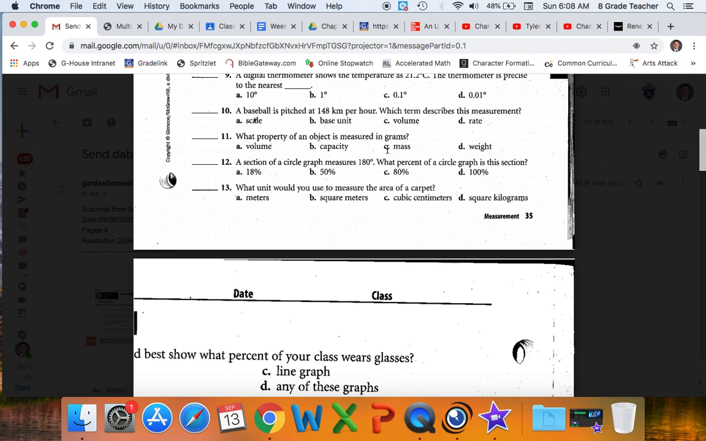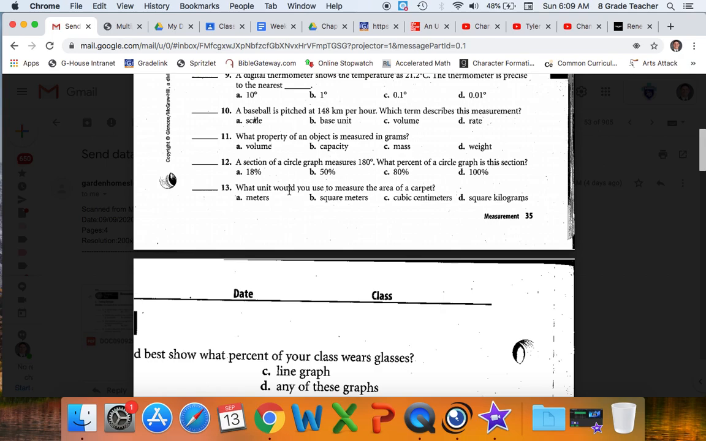12. A section of a circle graph measures 180 degrees. Which percentage of a circle graph is in this section? 18, 50, 80%, or 100%? Now remember, a circle has 360 degrees, so to find this out, you would take 180 and divide it by 360 to come up with what that percentage would be. 180 out of 360 is going to give you B, 50%.